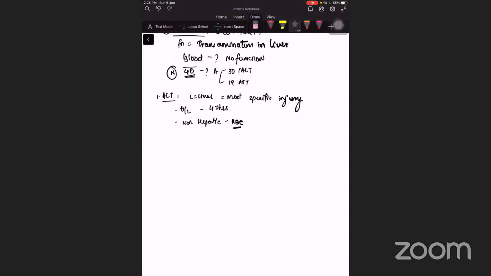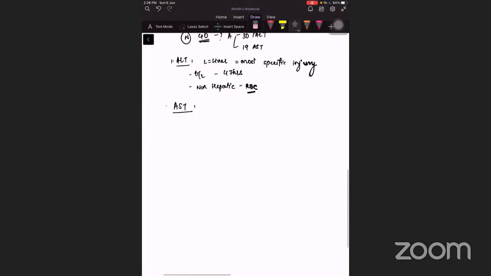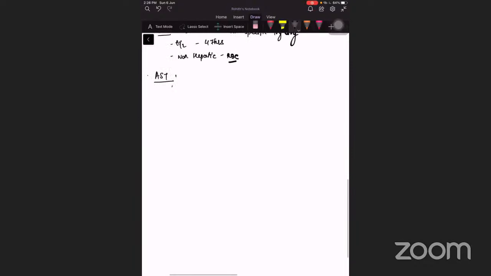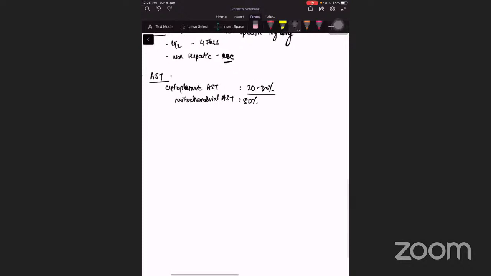So after ALT, we'll see AST. AST is something interesting. AST has two forms. One is the cytoplasmic form, which is circulating in the cytoplasm, and one is the mitochondrial form, which is there inside the mitochondria. This is not circulating. The majority of it is going to be mitochondrial, and about 20 to 30% is going to be cytoplasmic. And this is the thing that is going to be in circulation.